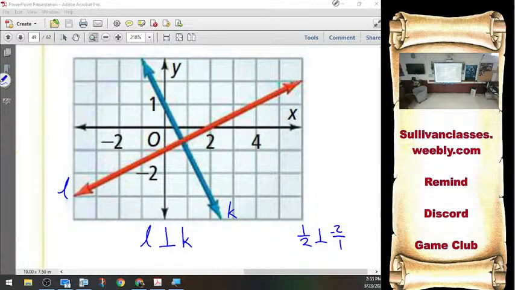There we go, reciprocal. A reciprocal is when I flip the fraction. But it wasn't just flipped. It was a reciprocal that was also negated. So that's what you're going to write: perpendicular slopes are negative reciprocals.